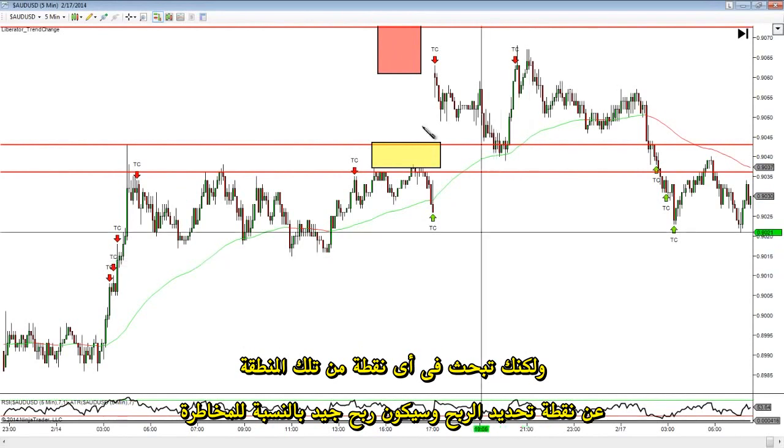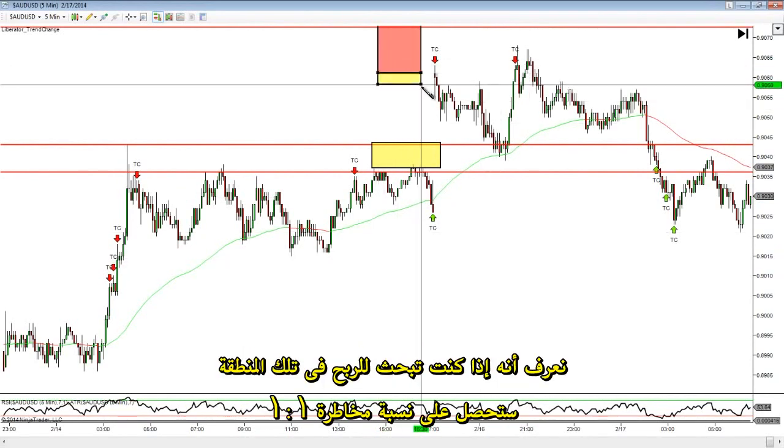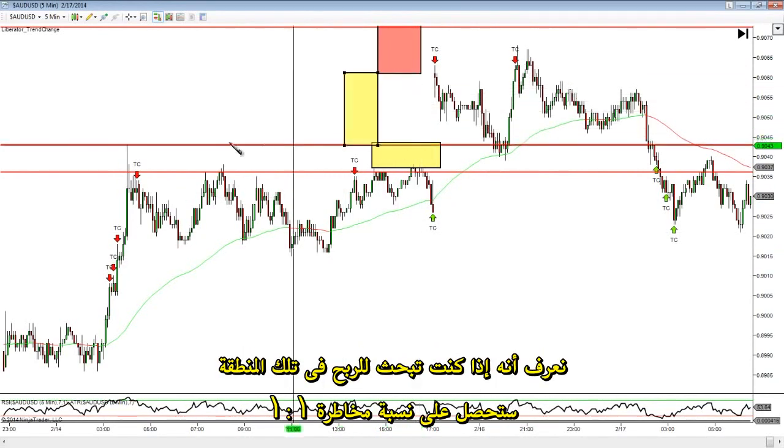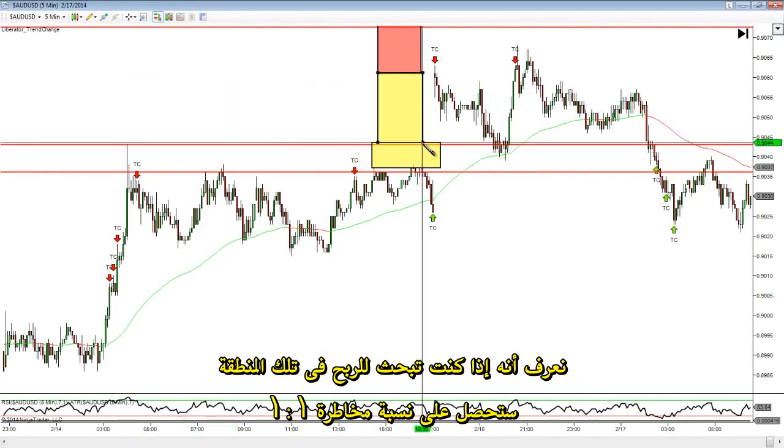And what that does is allow you to have a pretty good risk reward opportunity. We know that even if you're looking for this spike high right here, it looks like you're getting about a 1-to-1.